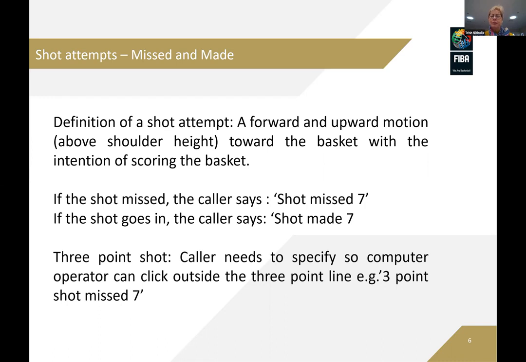If the shot goes in, then the wording is changed to shot made 7. The only addition to this piece of information would be if the person was standing outside the 3-point line. If that was the case, we would say 3-point shot, missed 7. So let's have a look at what that looks like for the computer operator.